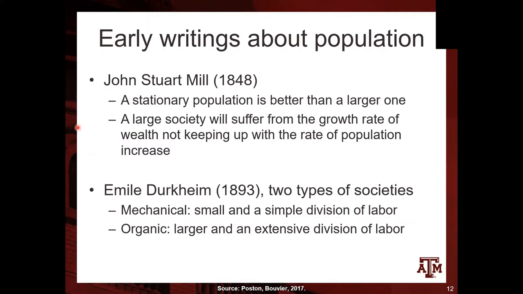John Stuart Mill: a stationary population is better than a larger one. A large society will suffer from the growth rate of wealth not keeping up with the rate of population increase. What is a stationary population, that I mentioned to you before in that discussion about the tweet of Elon Musk? If you have the same number of births and the same number of deaths for a long period of time, and also the age-specific mortality rates don't change much, you are going to have a constant age-sex distribution of your population. So wait, what exactly is that?